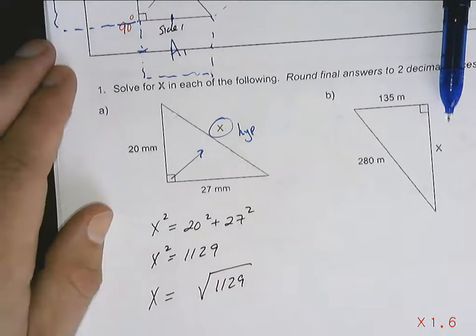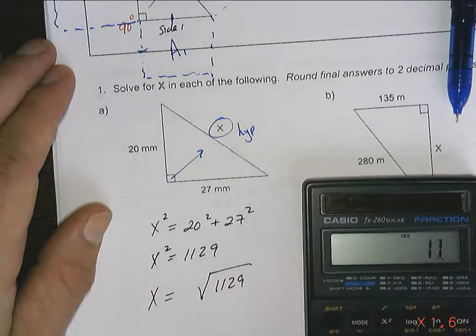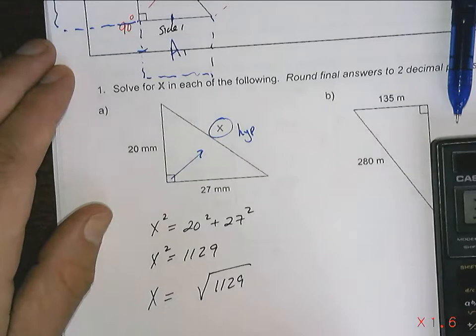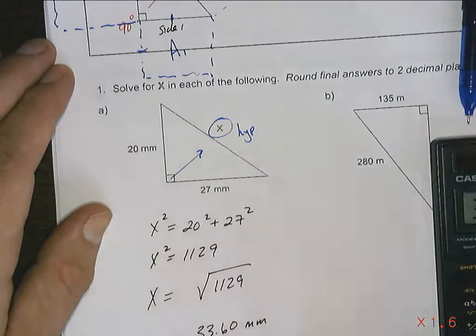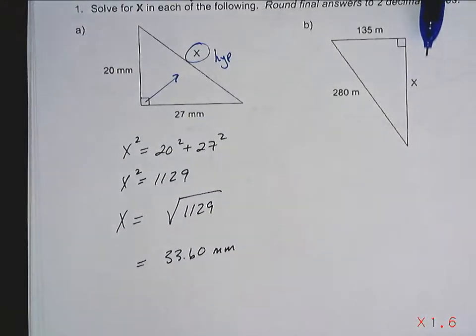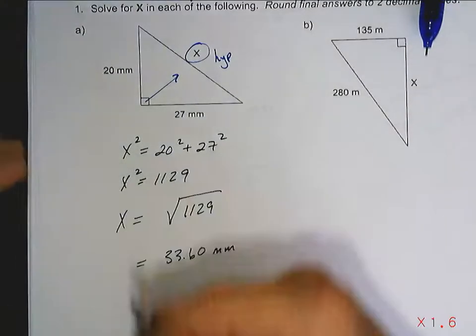And the square root of that is actually 33.60, approximately. And it's going to be in millimeters. Now, that was good enough in grade 10, and that was good enough in grade 9, and it was good enough in grade 8, but it's not good enough now.